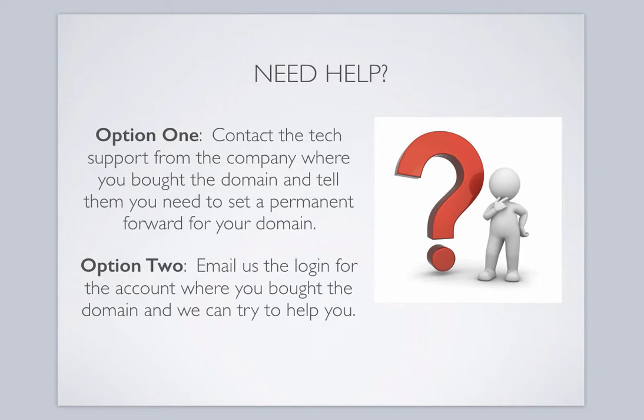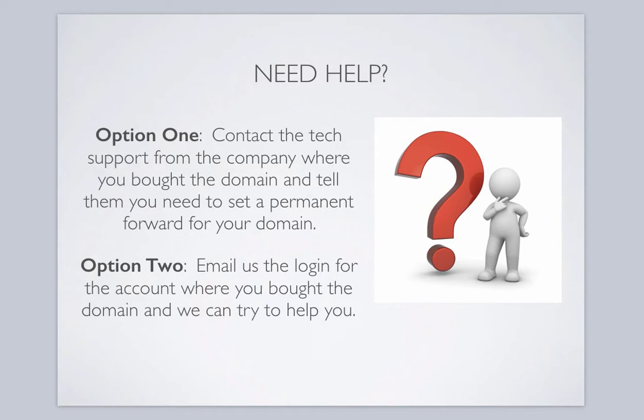Number one, you can contact the tech support company wherever you bought the domain name and just let them know you need to set up a permanent forward for your domain, and they will usually do this for you free of charge. Almost all of these companies where you buy domains have a toll-free number that you can call for tech support. So it's literally probably a 5 to 10 minute phone call that you need to have with a tech support person. Tell them that you just need to forward your domain to the address of your AGA website. They should be able to handle that for you.